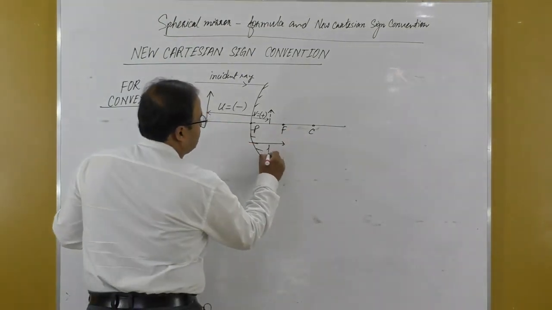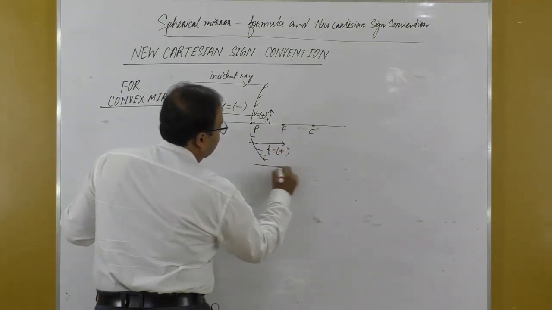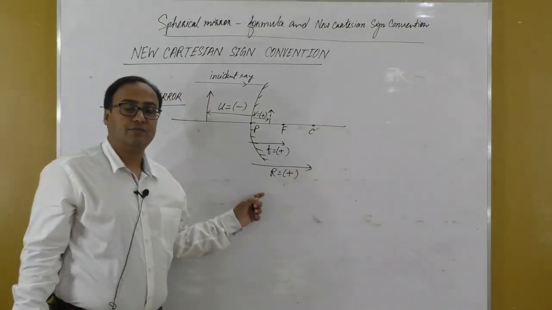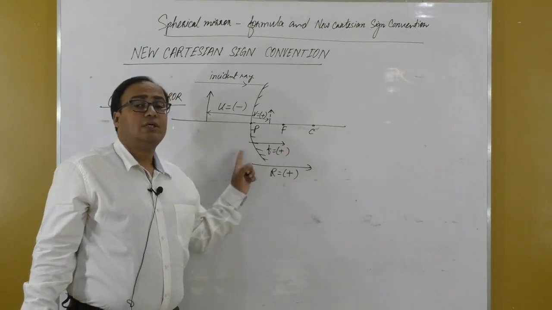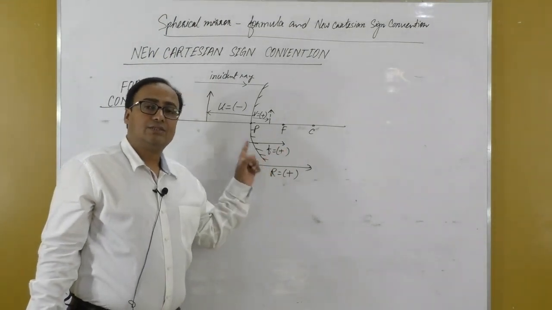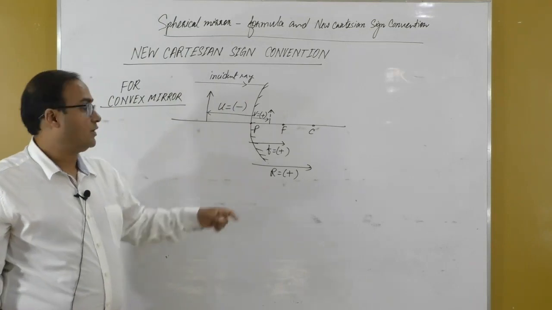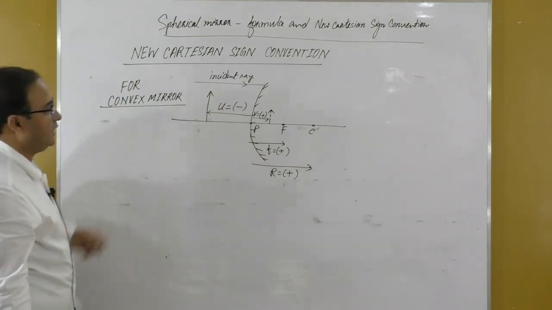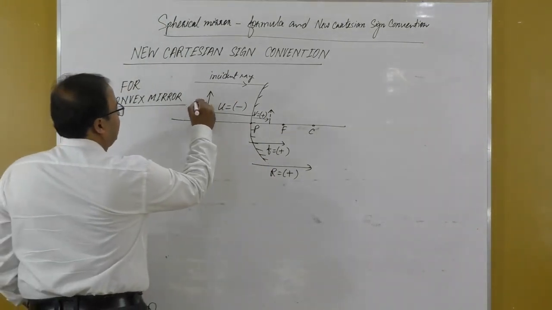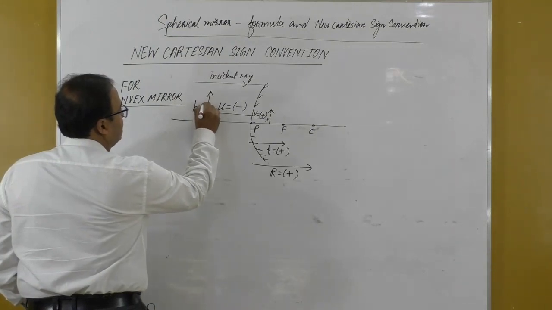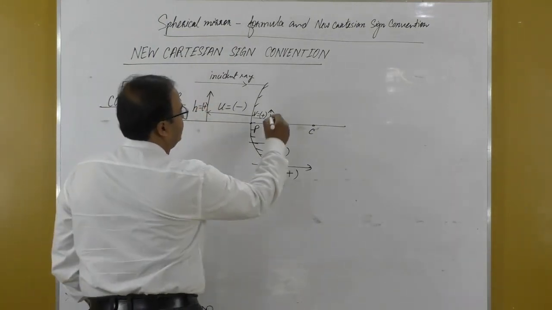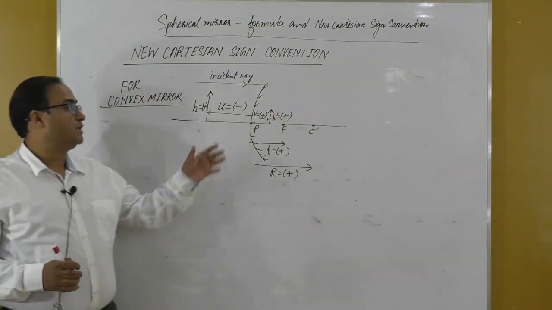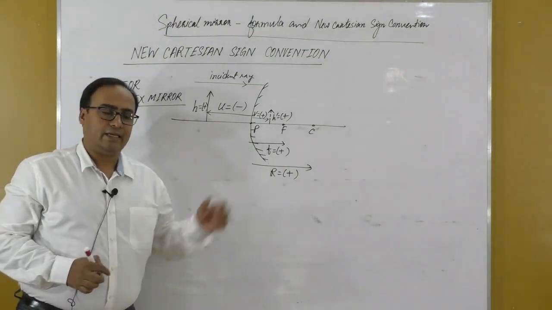Should the focal length be positive or negative? It is positive. Should the radius of curvature be positive or negative? It is also positive. Because to measure focal length and radius of curvature from the pole, we have to move in the same direction as the incident rays. So according to new Cartesian sign convention, F should be positive and R should be positive for convex mirror. Now the height of the object is positive and the height of the image is also positive. Why? Because the image is always virtual and erect.